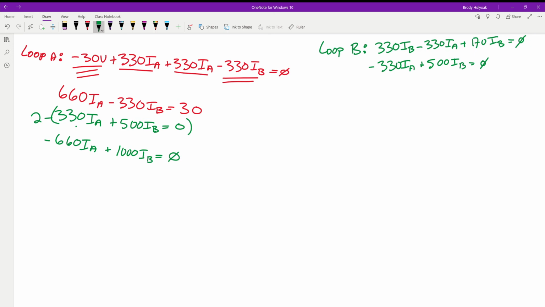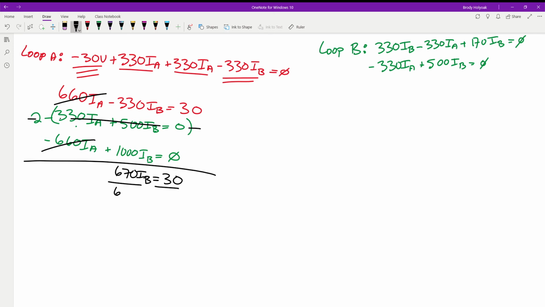We combine these together. IAs will drop off just like we want them to. And then we get, remember, we've now changed this one. So we've got 1000 IB minus 330 IB, 670 IB is equal to 30. We divide both sides by 670, and we get an IB value.